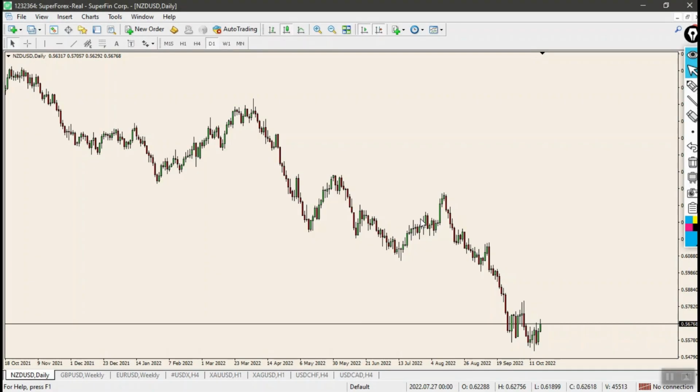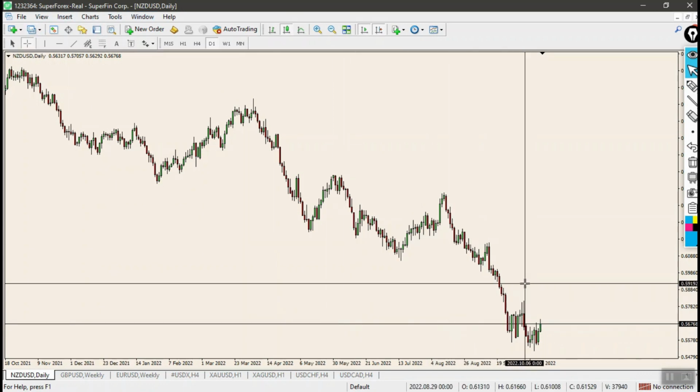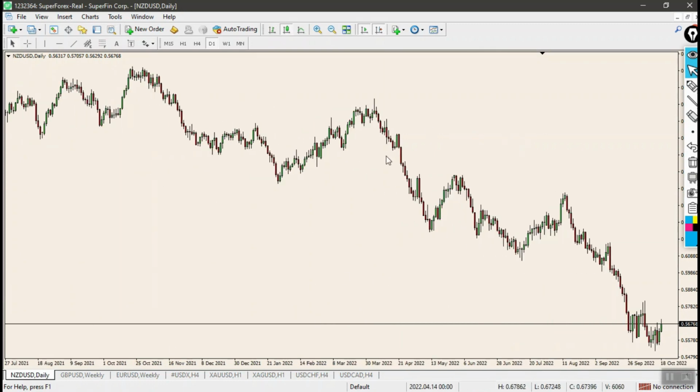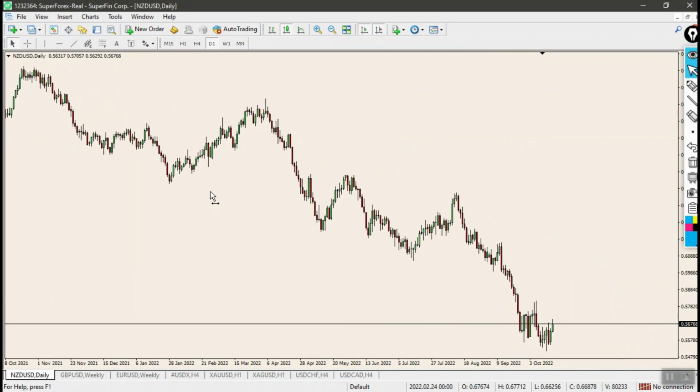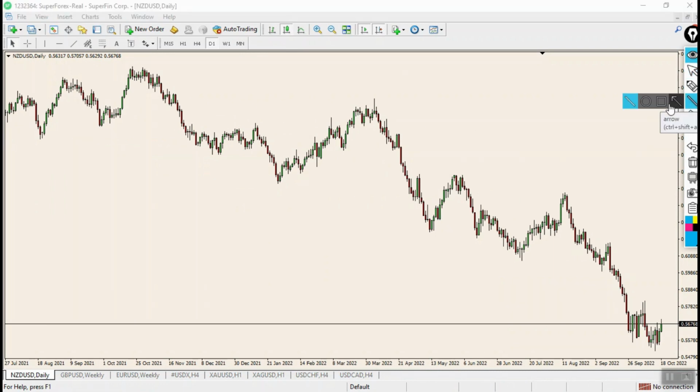Right, we're going to start with NZDUSD, and as you can see, I'm using Super Forex as a broker. It's real, Super Forex and everything. We're going to start on the daily chart, and as you can see, NZDUSD has been on a downtrend for the longest of time, right?